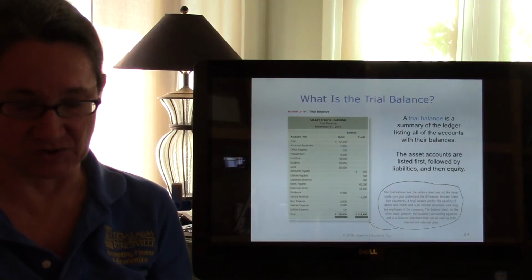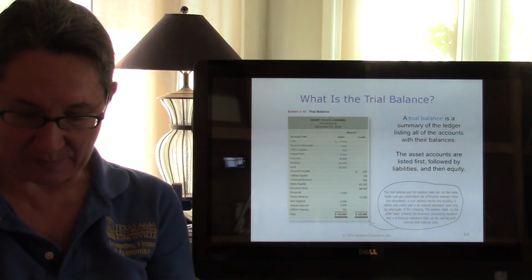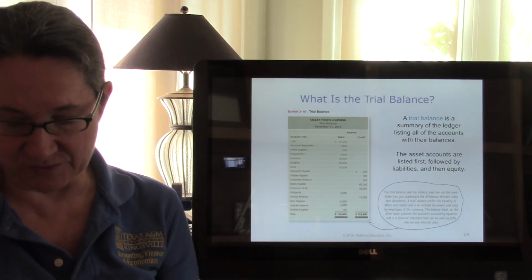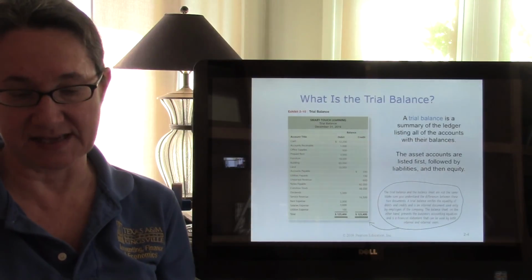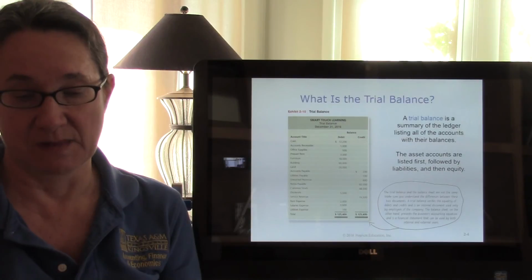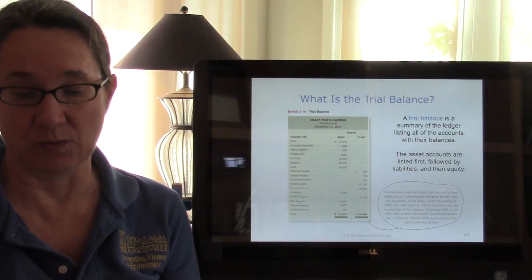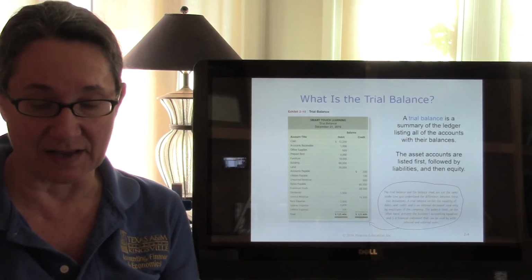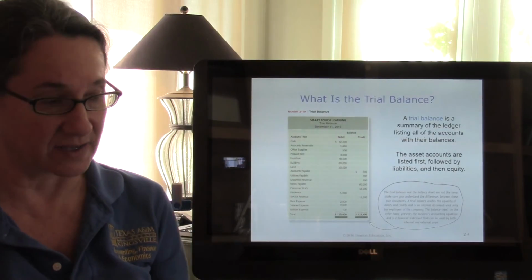All right, what is the trial balance? A trial balance is prepared after the journal entries have been posted to the ledger. The trial balance is a summary of all the accounts with their balances. The trial balance lists the assets, liabilities, and equity in that order. The purpose of the trial balance is to check whether or not debits equal the credits.